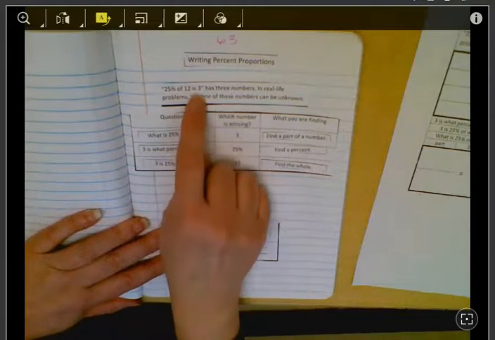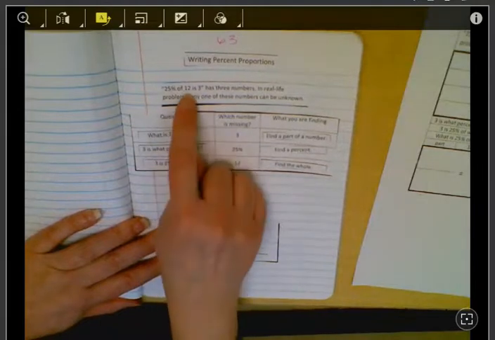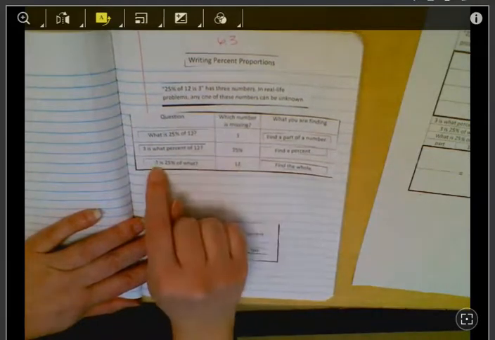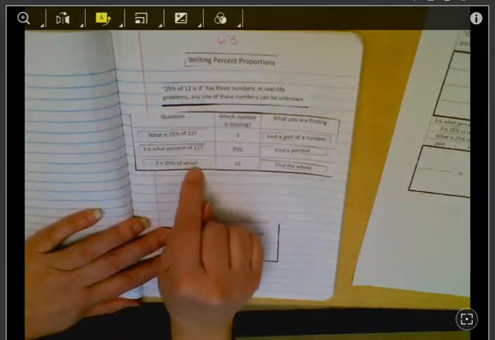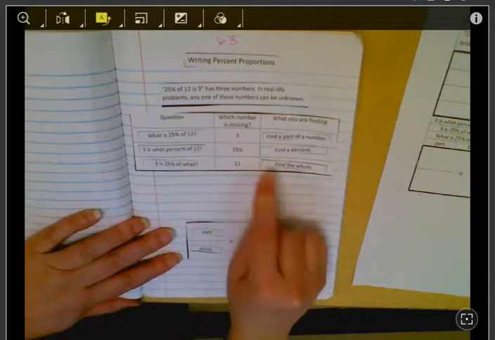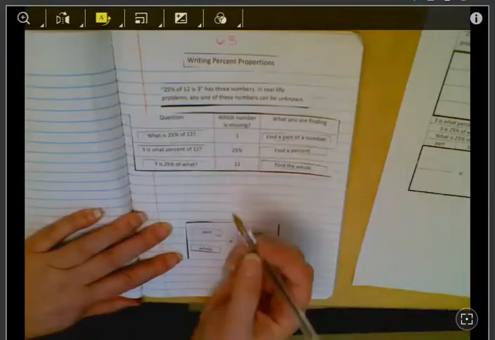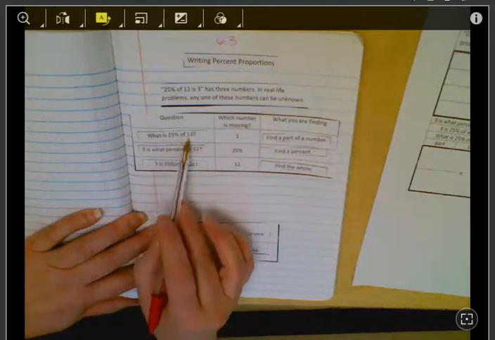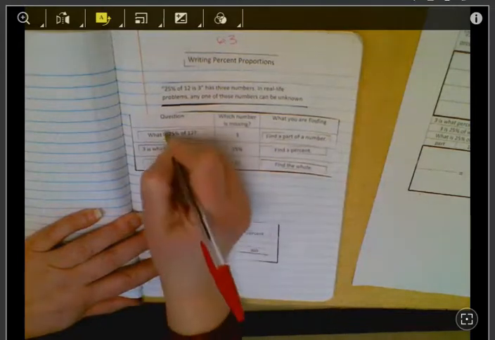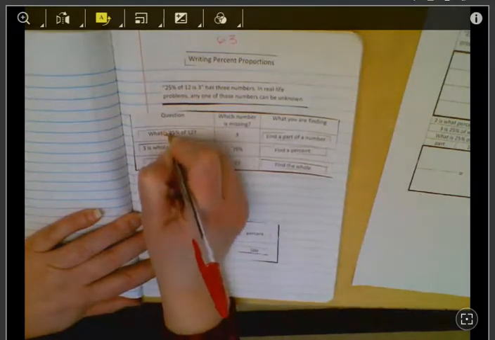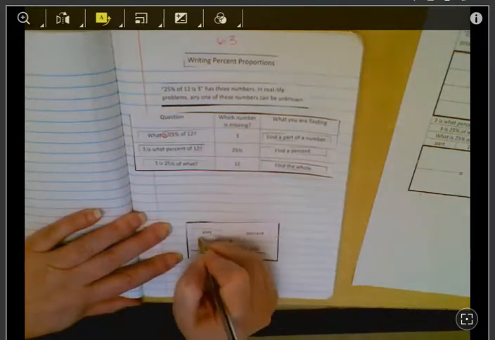So the other two numbers we could use is the 3 and the 25 instead of the 12. So we could say 3 is 25% of what? And then that is 12, and you're finding the whole. So you'll notice a key word, and this is the important thing on percent proportions. When you're doing what is 25% of 12, we're looking for the is. So the is my part.